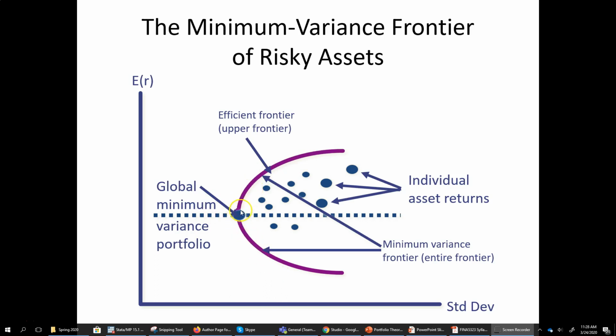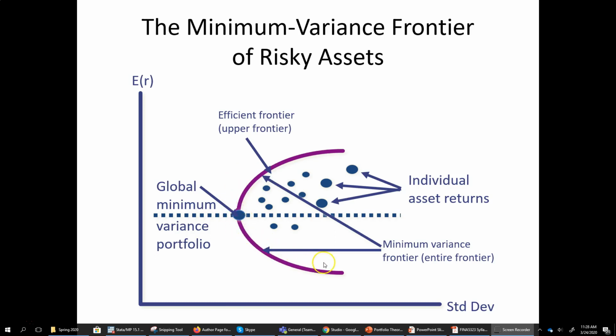And that portion that's upward sloping, this upper part of the minimum variance frontier, we call that the efficient frontier. These are the efficient portfolios. And then we can also identify the global minimum variance portfolio.